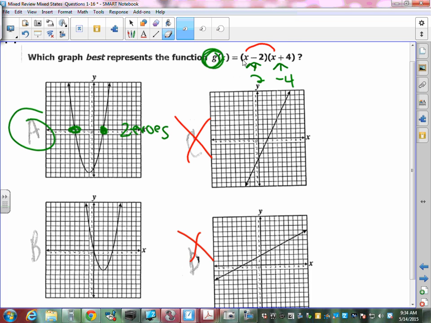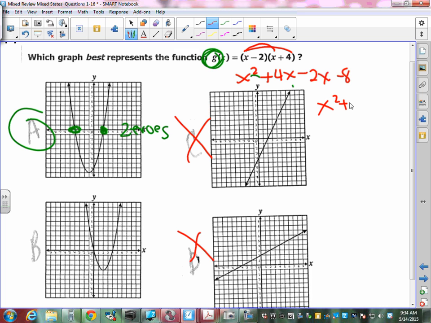Another thing that you could have done, that I almost started doing, is distribute this out. Let me distribute that. That'd be x squared plus 2x minus 8. In this form, which is called standard form, it's easy to see the y-intercept. What's the y-intercept going to be? If x is 0, y would be negative 8. And if you look at this one, the y-intercept is negative 8, isn't it? So that would be another giveaway. That will be the answer.